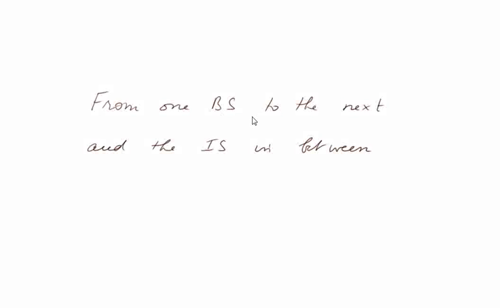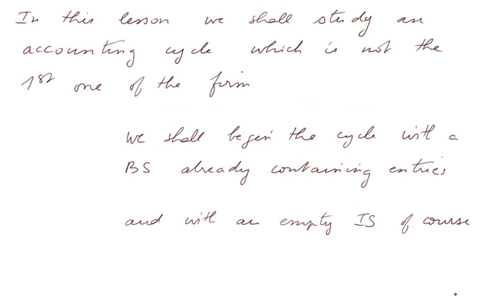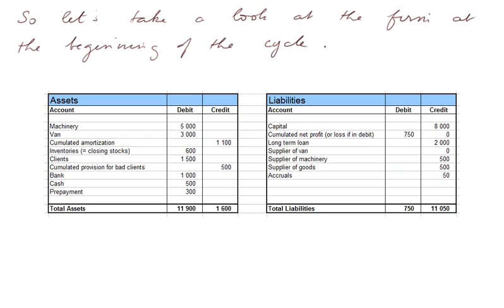From one balance sheet to the next, and the income statement in between. In this lesson, we shall study an accounting cycle which is not the first one of the firm. We shall begin the cycle with a balance sheet already containing entries from the year before and with an empty income statement, of course.